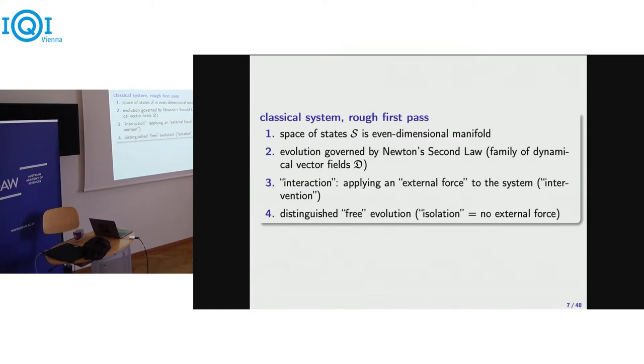And it turns out there's a distinguished notion of free evolution, of isolation, no external force. And all of this, I claim, follows from the intrinsic algebraic and geometrical structures of what it means for a system to obey Newton's second law.